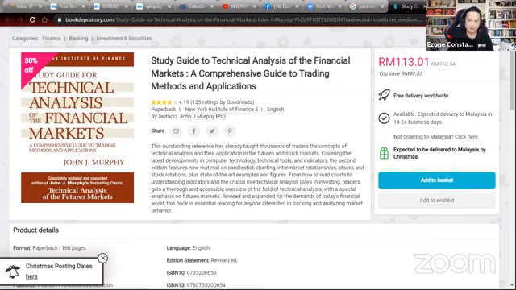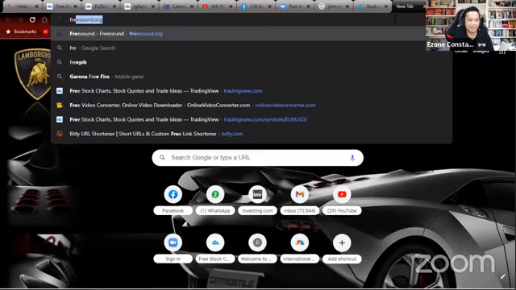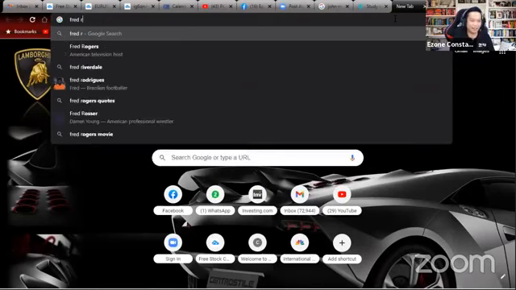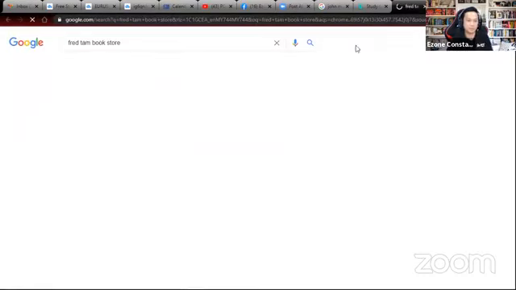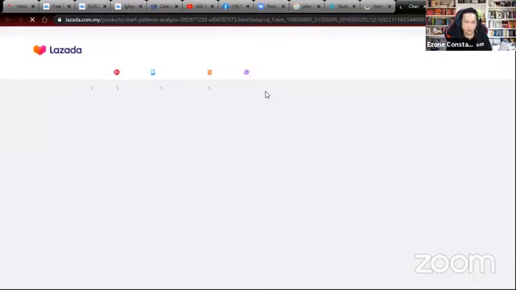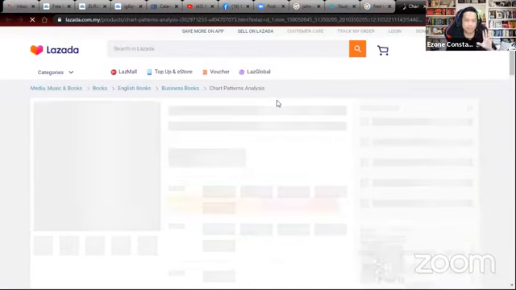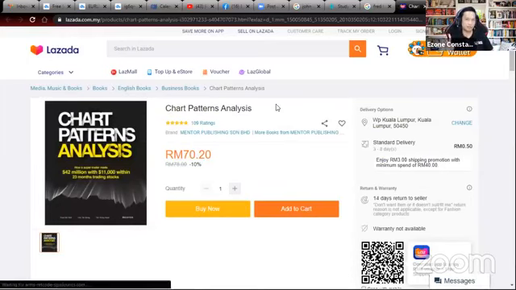Now for those who trade Bursa Malaysia, you can get this one from Fred Tam Bookstore. This is from my mentor. This is my senior mentor, the most senior mentor, and the master in financial technical analysis. This book is a must for you to have. Chart Pattern Analysis. This is the second book I can recommend.